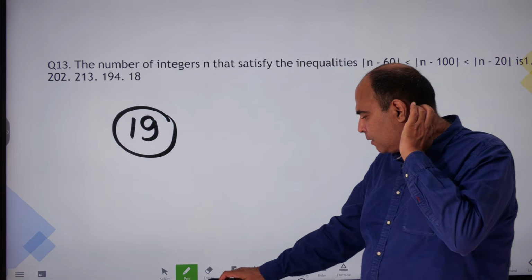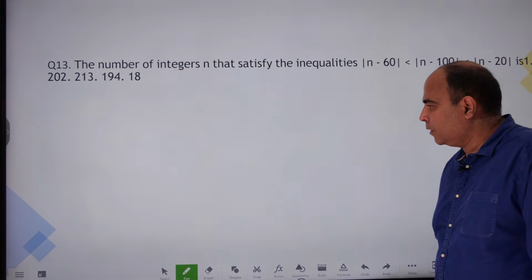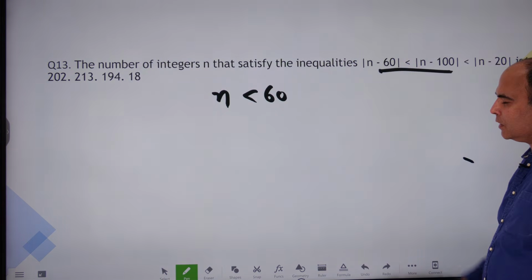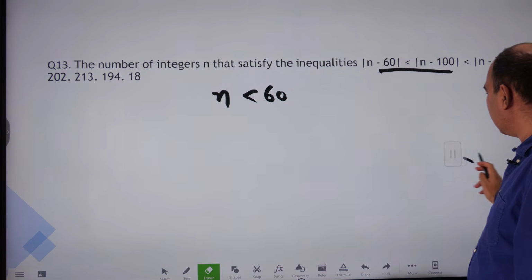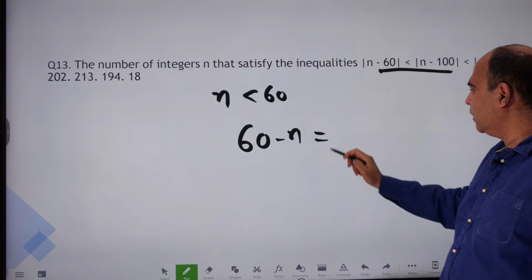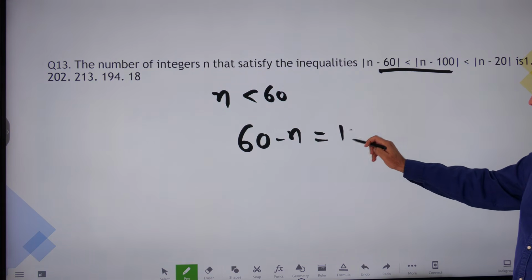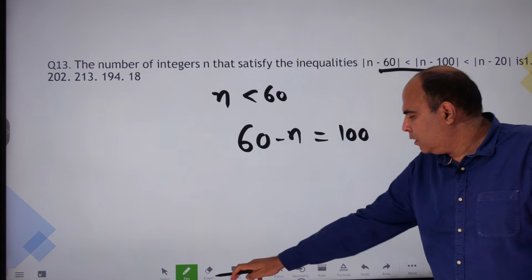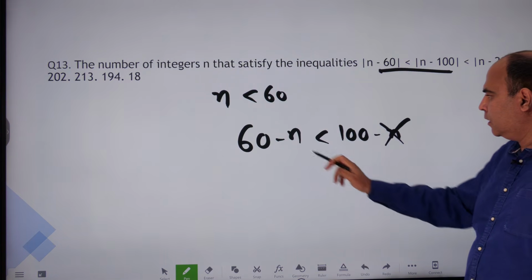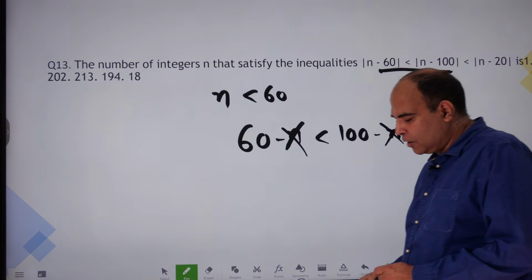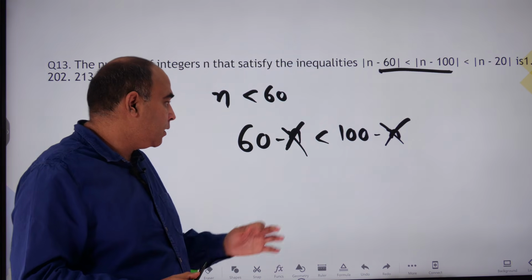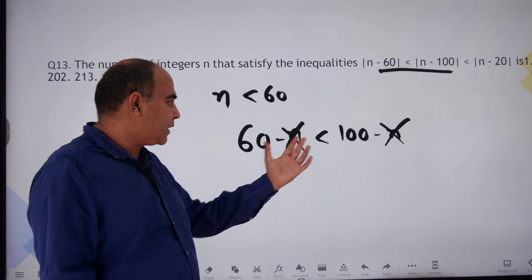Of course, if you do it mathematically, you'll have to say, as I said, first solve this part for n less than 60, and the modulus logic is that for n less than 60, mod n minus 60 can be opened up as 60 minus n, and for n less than 60, this is also 100 minus n. I should write an equal to there, this is less than, and since inequality signs pretty much allow all mathematical operations except multiplication or division by a negative number, they operate similarly to an equal to sign. I can just cancel these out.